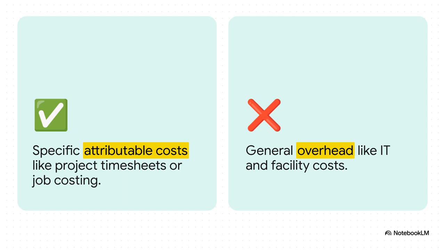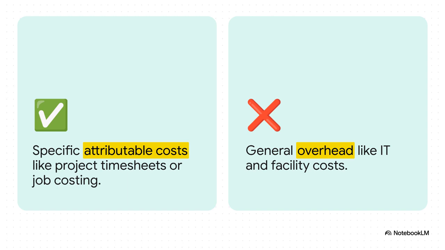And how are you going to prove that to an auditor? You need receipts, literally. You need job costing records, project timesheets, or a highly documented allocation methodology. If you don't have those specific, traceable records, auditors are going to reject the capitalization every single time.